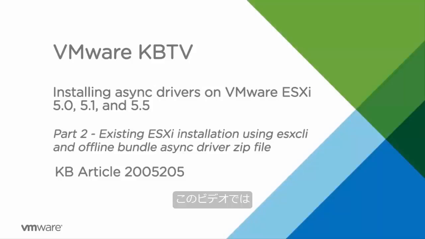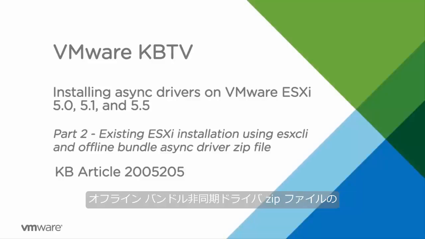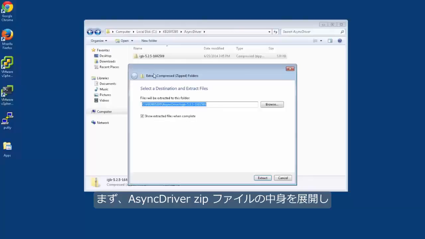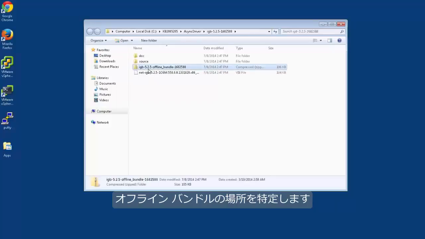In this video, we will look at installing an offline bundle async driver zip file on an existing vSphere ESXi installation using ESXCLI. This video is based off of VMware Knowledge Base Article 2005205. First, extract the contents of the async driver zip file and locate the offline bundle.